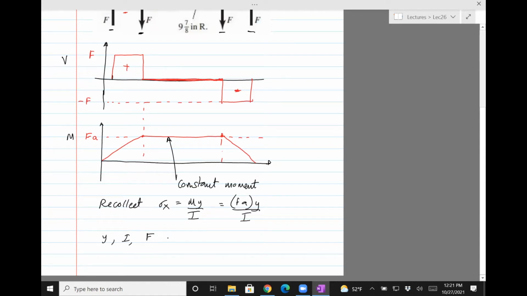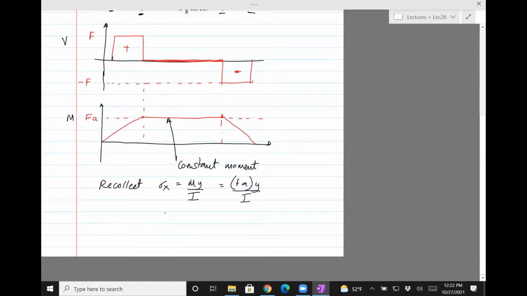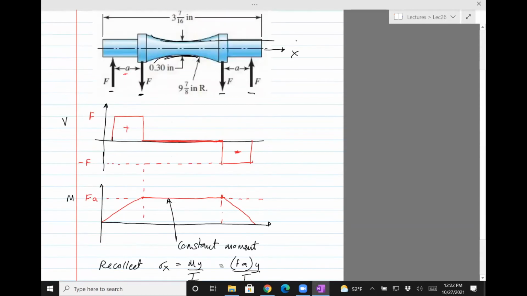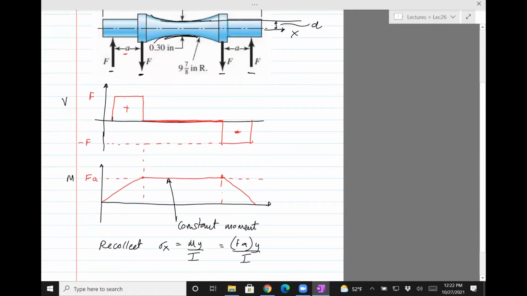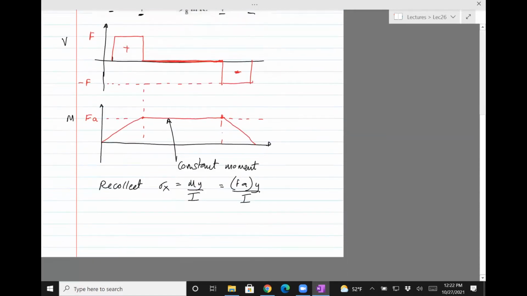Let me just do it this way. So sigma x is that. So the neutral axis is here. Let's say this is d, the max distance on the smallest part of the beam, and then you have sigma x equals F A d divided by I.